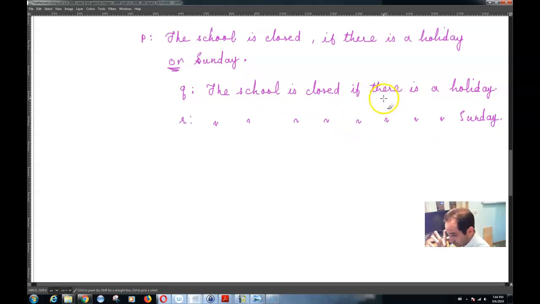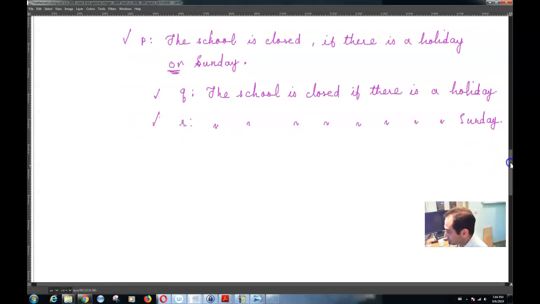Now over here you can see that the school is closed if there is a holiday. This is true. And the school is closed if there is a Sunday. This is also true. So both of them are simultaneously true. Therefore you can say that the compound statement is true based on the rule that we set.